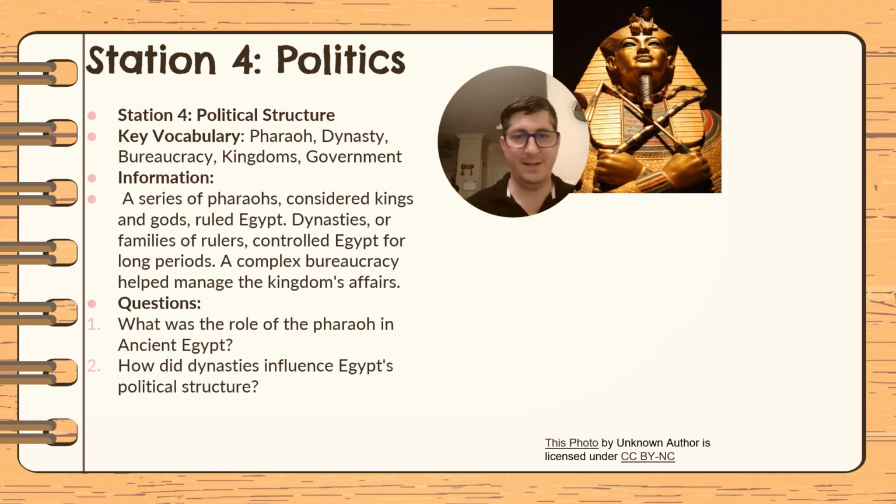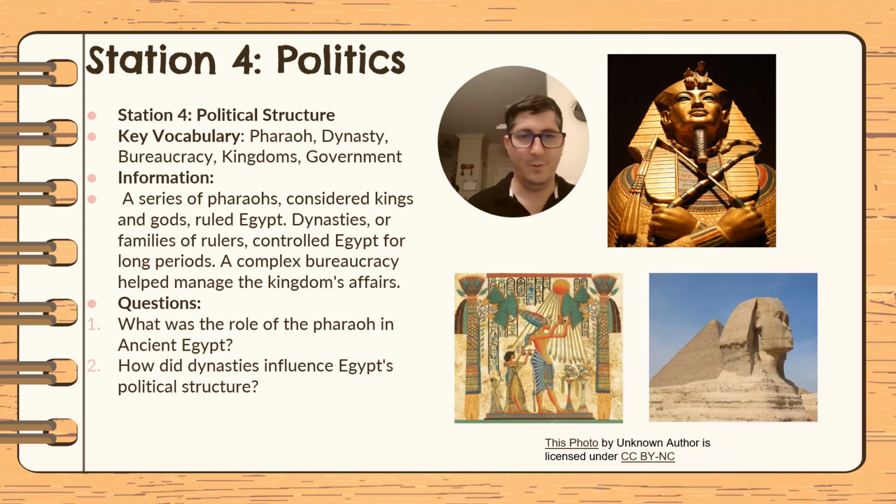And then station number 4, we have politics. We have our vocabulary there and the information. A series of pharaohs, considered kings and gods, ruled Egypt through dynasties, or families of rulers. They controlled Egypt for long periods and had a complex bureaucracy which helped manage their affairs. So my questions are, what is the role of the pharaoh and how did dynasties influence the political structure?